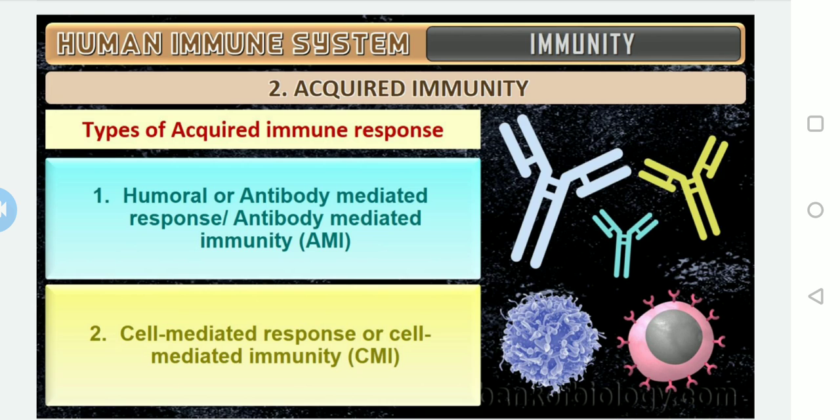In the last live class, I explained clearly: what is the meaning of lymphocytes, and what is acquired immunity? How is it carried out by the special type of lymphocytes and the type of immunity? That is nothing but AMI and CMI. Let me recall briefly, and then we will continue the study of the lymphocytes.